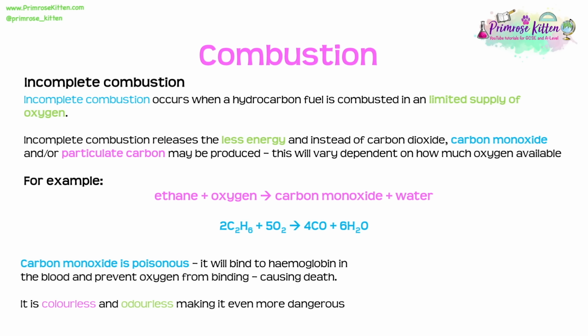So we need to know that carbon monoxide is a poisonous gas. And what makes it so dangerous is it can bind to hemoglobin in the blood and prevent oxygen from binding. Now this will lead to death. Now the problem with carbon monoxide, which makes it particularly dangerous, is that it is a colourless and odourless gas, which means it's an invisible, silent killer.